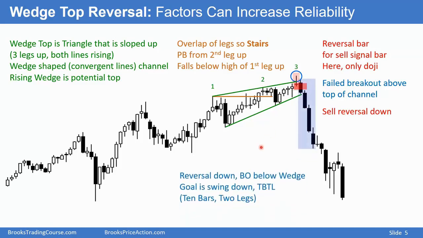A series of consecutive bear bars closing on their lows. Strong breakout, probably at least some kind of a measured move down. The goal is, after a wedge top, a swing down. 10 bars, 2 legs as a minimum reasonable goal. This could be the first leg and then a small pullback, second leg, or this entire move down might be the first leg. And then the market might get a larger pullback and a larger second leg.